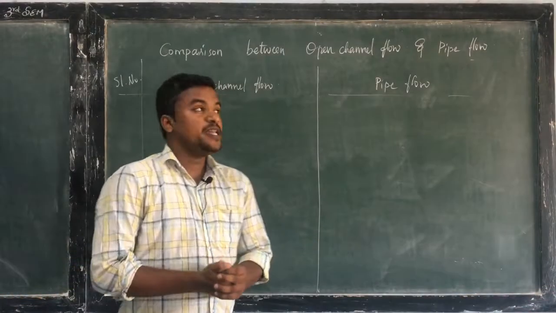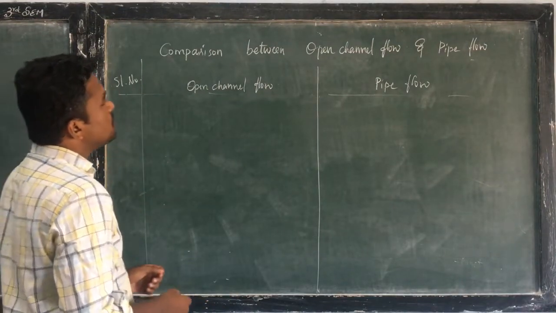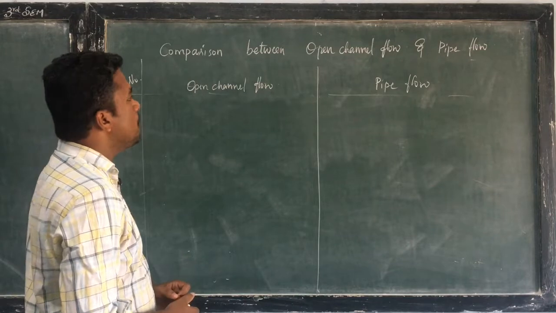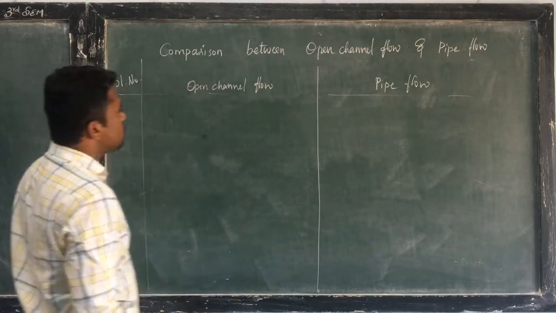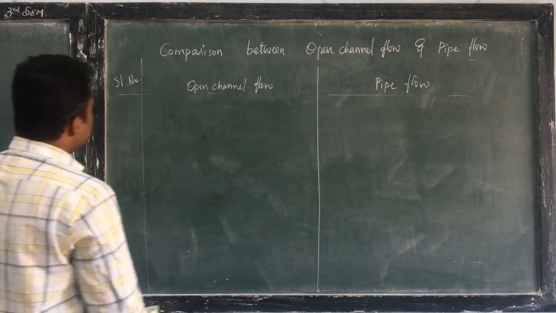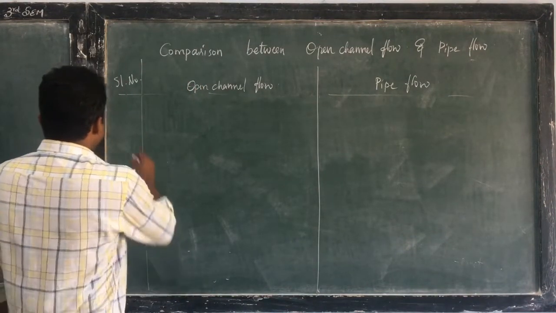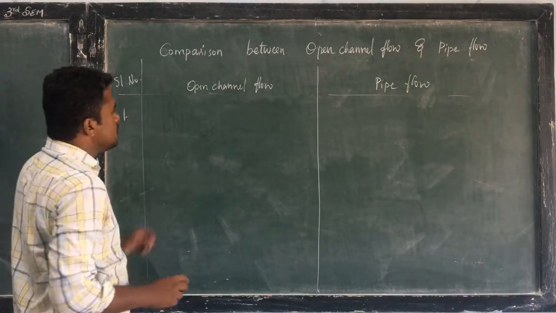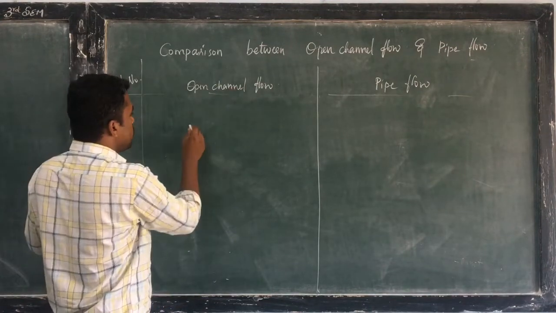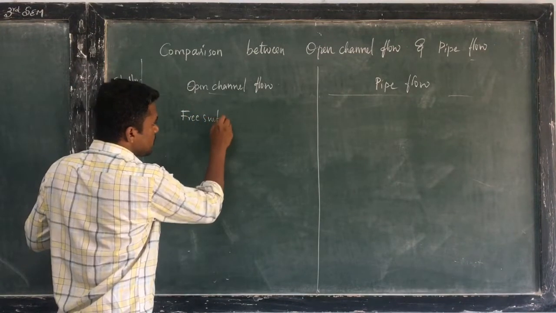Next is a very important question in this module, which is the comparison between open channel flow and pipe flow. We have open channel flow in one column and pipe flow in the other. Let's distinguish between these two types of flow. I'll start with free surface. Here, open channel flow has a free surface.